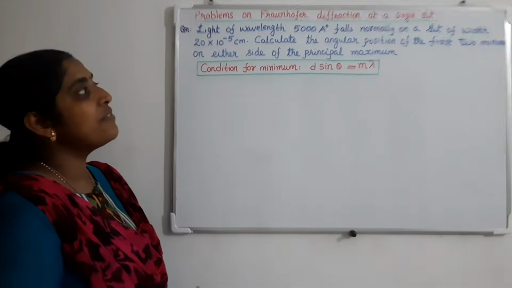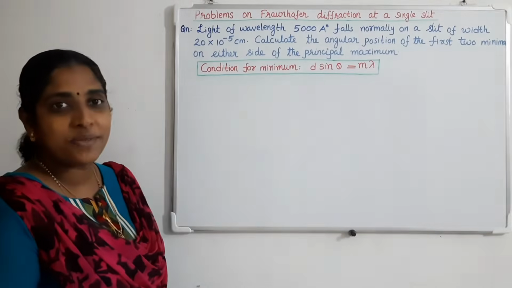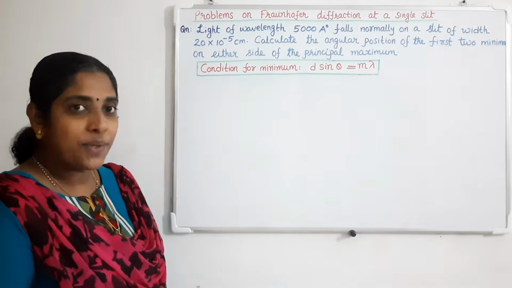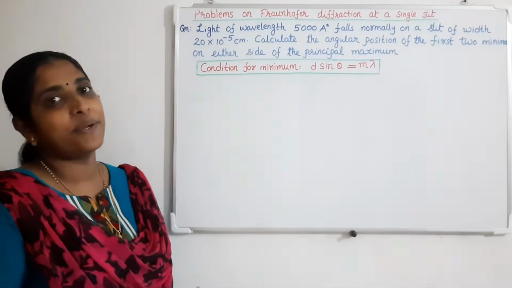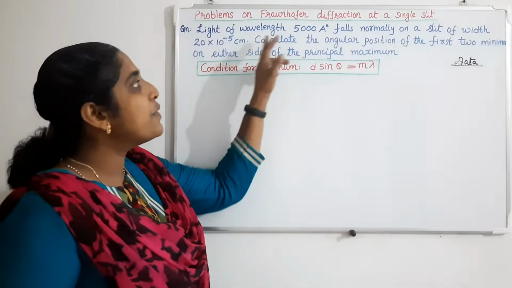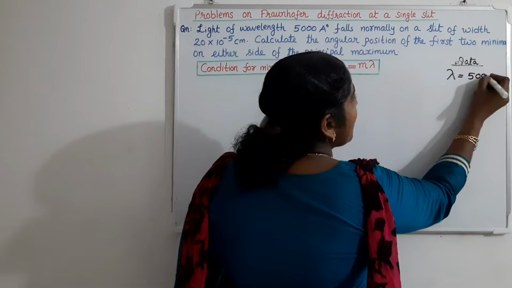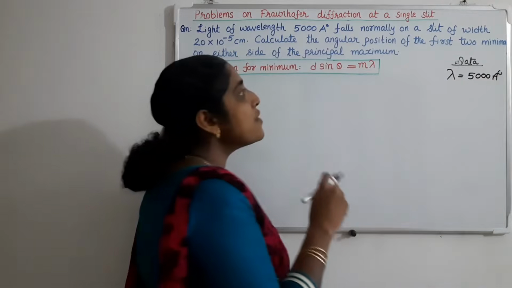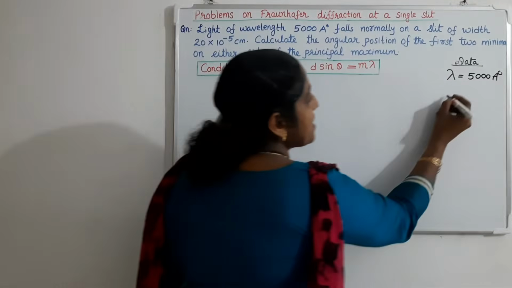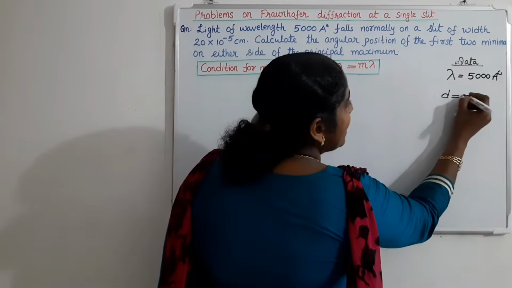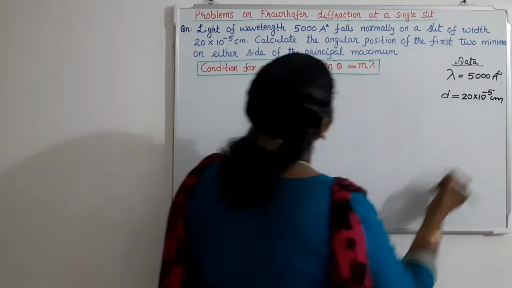Light of wavelength 5000 angstrom falls normally on a slit of width 20 into 10 raised to minus 5 centimeter. Calculate the angular position of the first two minima on either side of the principal maximum. So lambda is equal to 5000 angstrom, and the slit width d is equal to 20 into 10 raised to minus 5 centimeter.